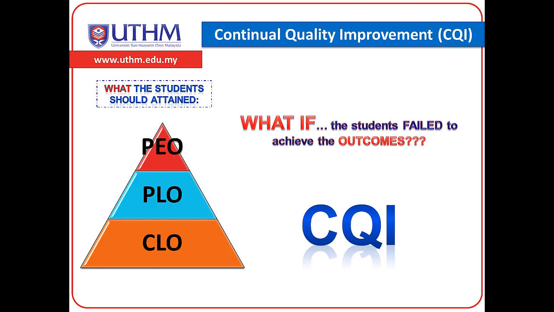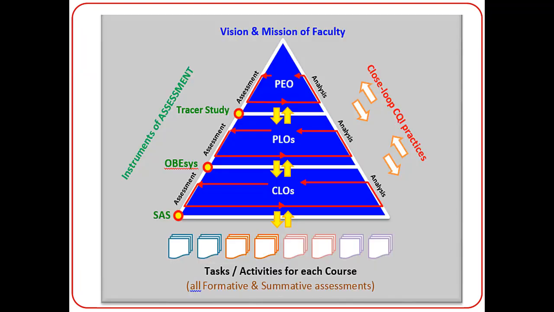For these 3 levels of outcomes that students need to achieve, of course there's a possibility that students fail to achieve the outcomes. So we have to do continuous quality improvement, CQI. CQI is implemented at each level: the CLO, the PLO, and also the PEO. If you notice the cycle, for each course you start with the CLOs, then the teaching and learning process, and then you assess the student. Then we have to do continuous improvement every semester. The PLOs are the same thing.